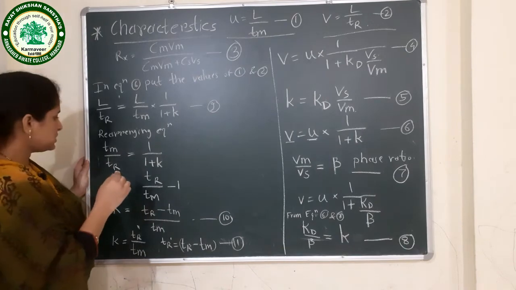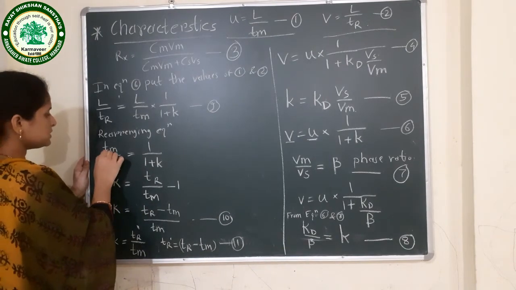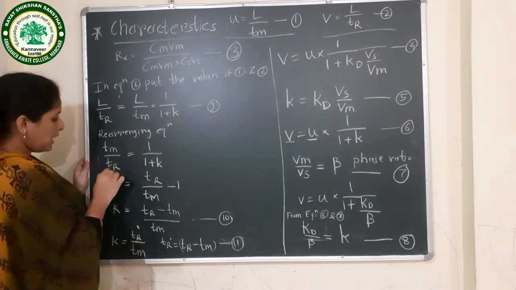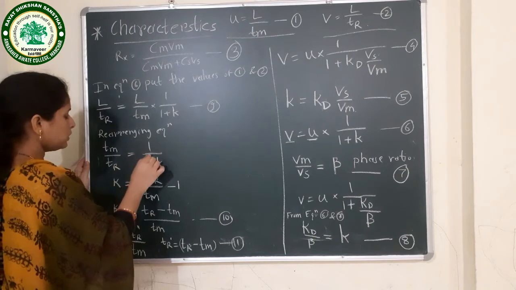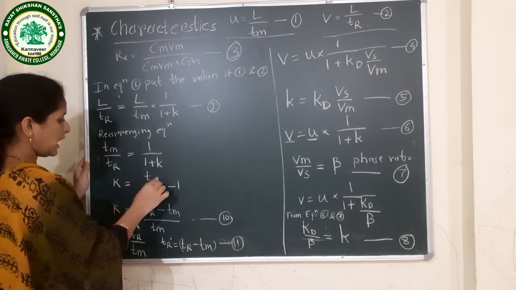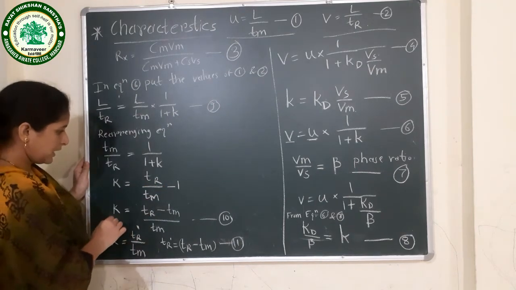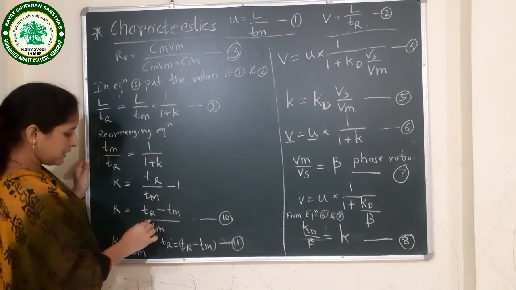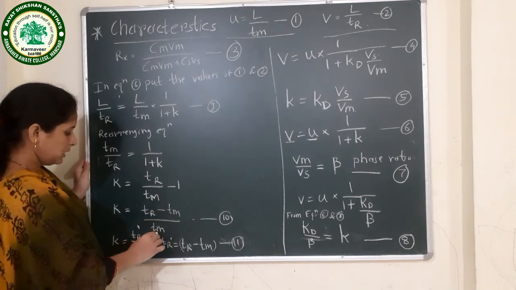By rearranging this equation, we get Tm upon Tr. What is Tm? Tm is the dead time and Tr is the retention time. It is equal to 1 upon 1 plus k. Now this k is equal to Tr upon Tm minus 1. Then k is equal to, taking Tm at the lower side, Tr minus Tm upon Tm.